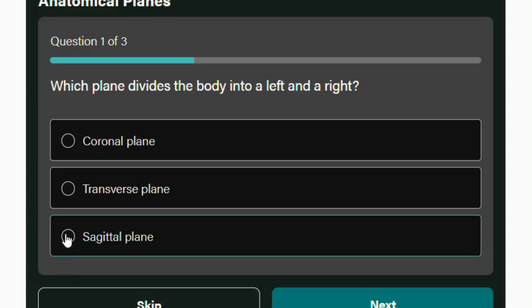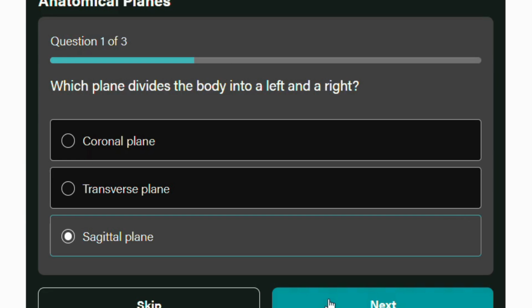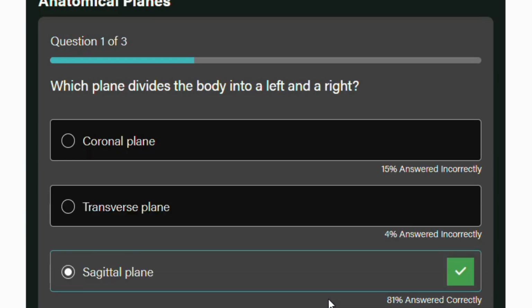Question 1. Which plane divides the body into a left and a right side? Is it the coronal plane, the transverse plane, or the sagittal plane? Pause the video if you need a moment to think.